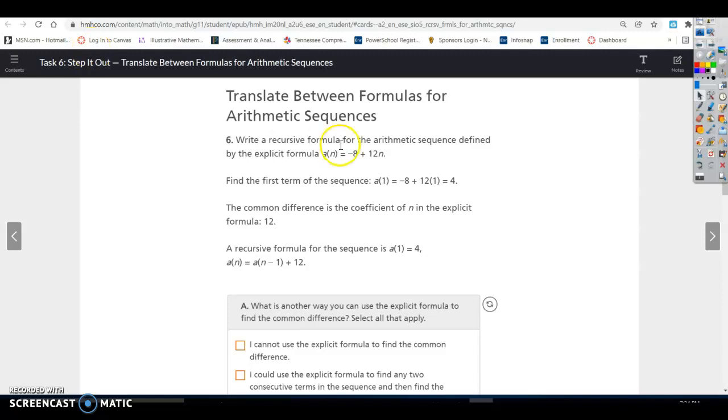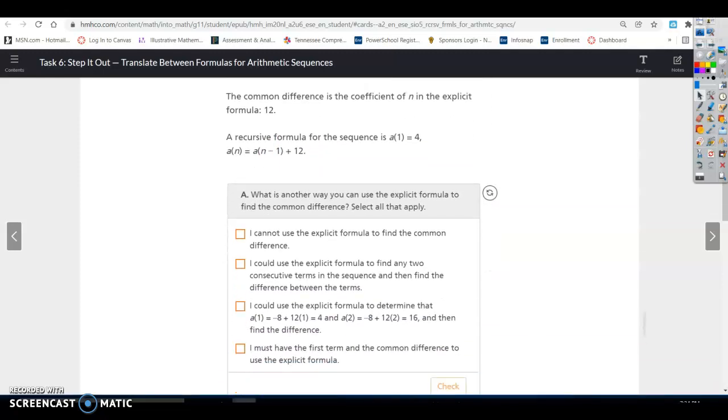So the first thing we're going to do is go from -8, use our common difference to go one term further, and find 4. So the common difference is the coefficient of n in the explicit formula. So a recursive formula for the sequence is a of 1 equals 4, you have to have your first term, and then a of n equals a of n minus 1 plus 12. So this is our general formula, and remember your first term is part of that recursive general formula.